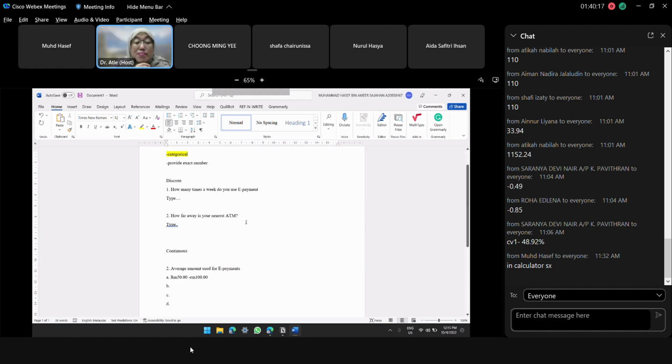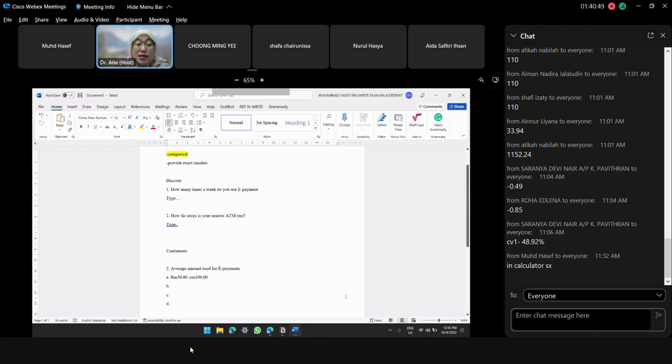But you need to be very, very careful. When you say how far away is the nearest ATM, some people may put 700 meters, so it's okay. But if you ask in kilometers, it will be very dangerous. Why? They might put 1.5 kilometers. Then it's already continuous. It's no longer discrete. Got it. So we need to be very, very careful.